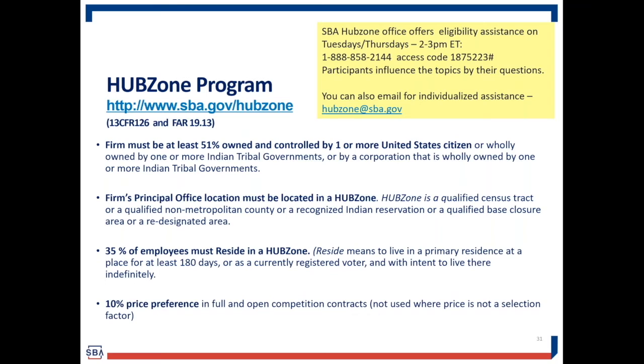It's not used where price is the only selection factor, and there are other things involved. But all other things being equal in the review process, if you get that 10% price preference, you may technically come in under the bid of the large business you're bidding against, and therefore it may be that one additional factor that helps you win the contract. So that's the 10% price preference. Again, we'll talk about that in more detail in the class, but that's the contracting benefit of this particular program. And that's really about it.